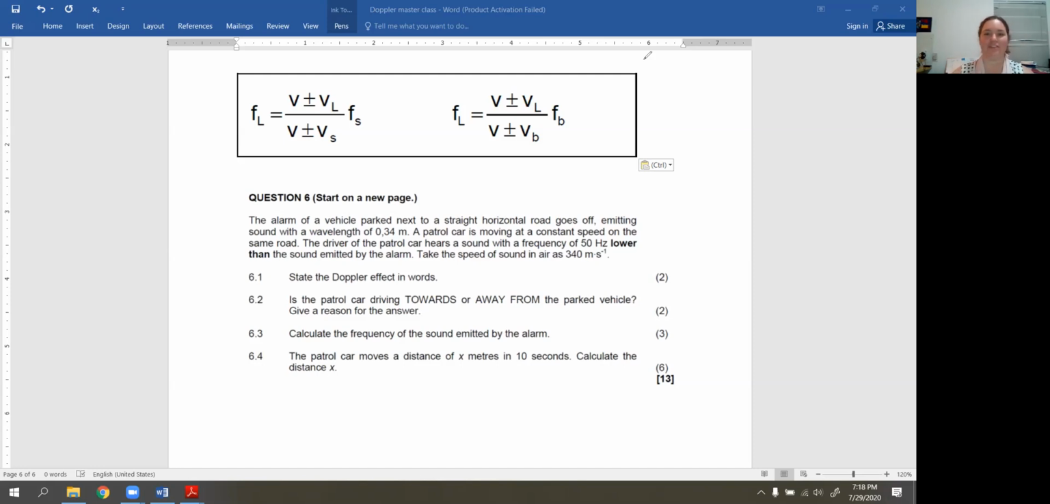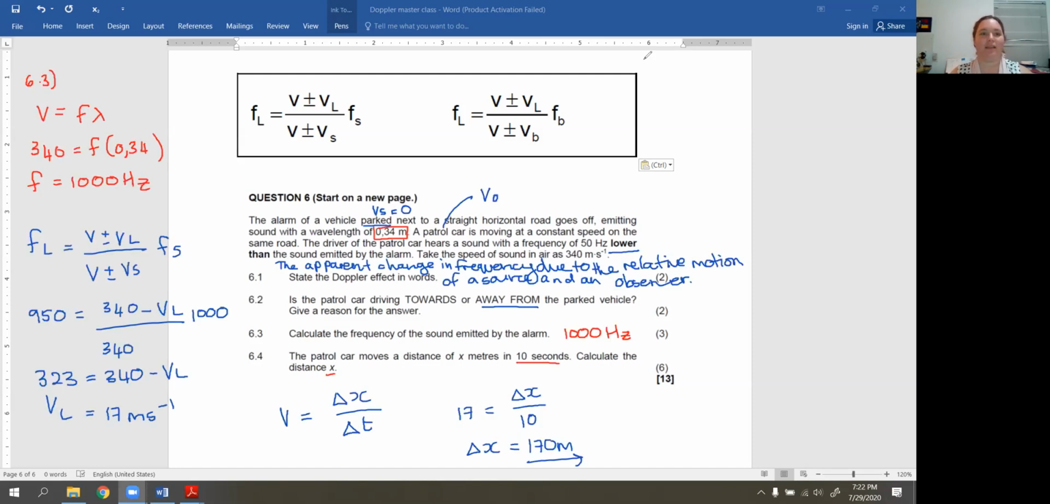Okay, I'm going to then share. All right. So in this particular case, as always, the Doppler effect is the apparent change in frequency due to the relative motion of a source and an observer. Because the frequency is lower, we know that it is moving away. There is a relative motion apart from the parked vehicle.